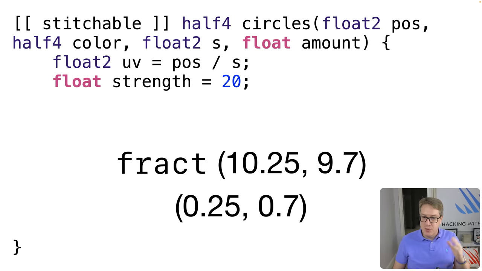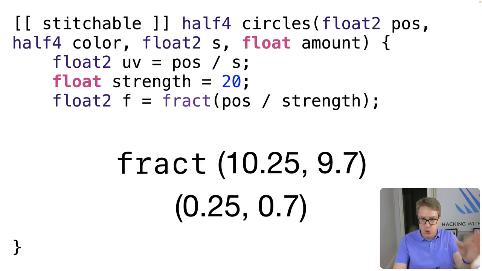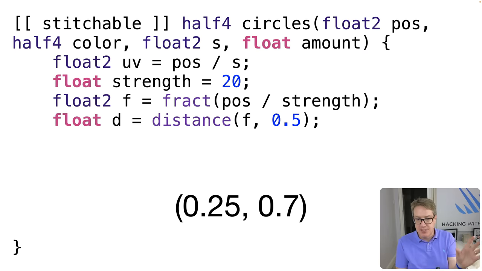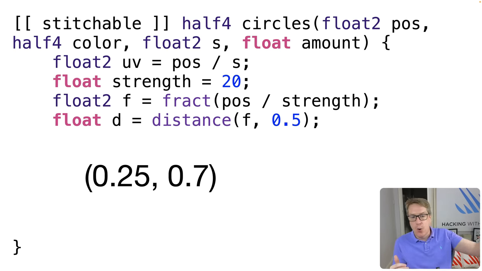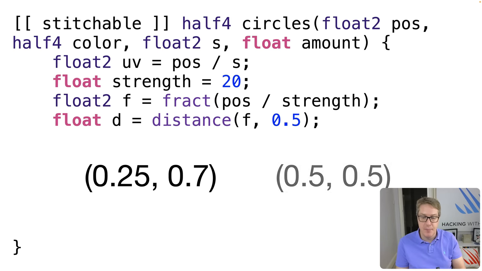So once we have that information, we'll store that neatly in a new value here called f. Here, I'm going to say, okay, we have that information, 0.25, 0.7. How far are we from the center of the circle? 0.5 is the center of our circle. How far are we from that? So again, we are a quarter of the way through, 0.7 of the way down through our circle, and the center of the circle will be 0.5, 0.5, the nearest circle, right back in the middle here.